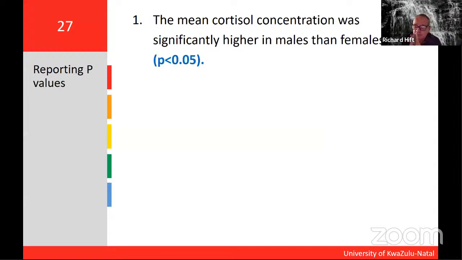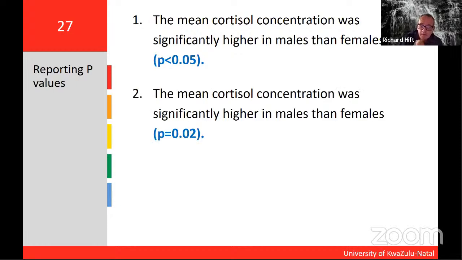I'm going to start off with bad statements and then work up to better ones. This used to be very common: the mean cortisol concentration was significantly higher in males than females, p less than 0.05. No, say the medical journal editors. We no longer want less thans, we want actual values, p equals 0.02, with one exception.